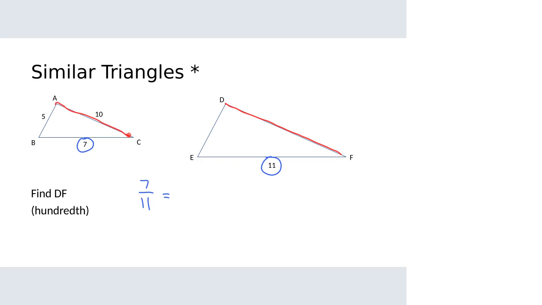And so let's see, I'm looking for DF. I know the 10, I don't know the DF. Since I set this up as small triangle over big triangle, I'm going to do the same thing and set up small triangle over big triangle, and then we'll solve this. To solve it, we're going to cross multiply 11 times 10 and 7 times DF.